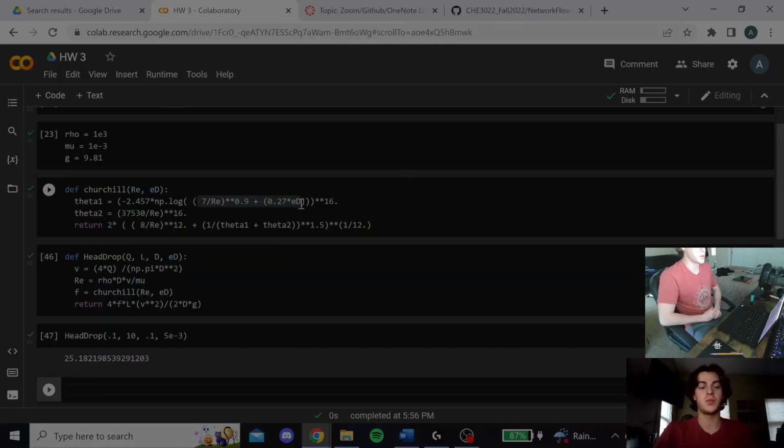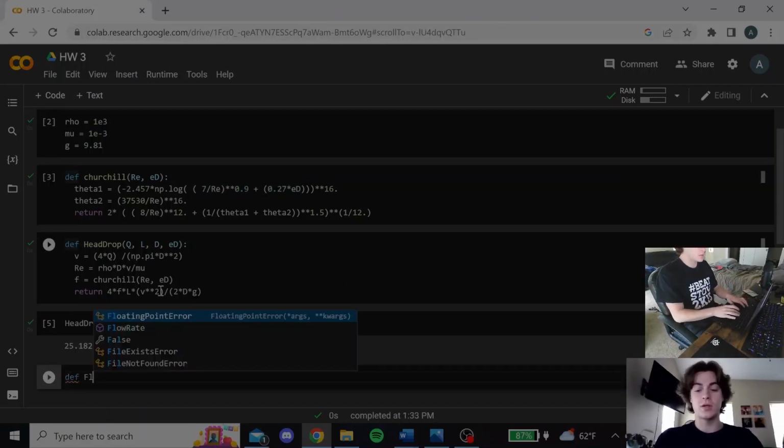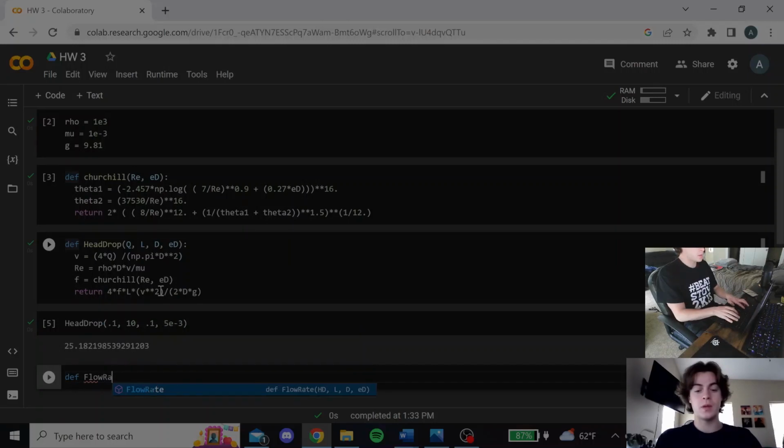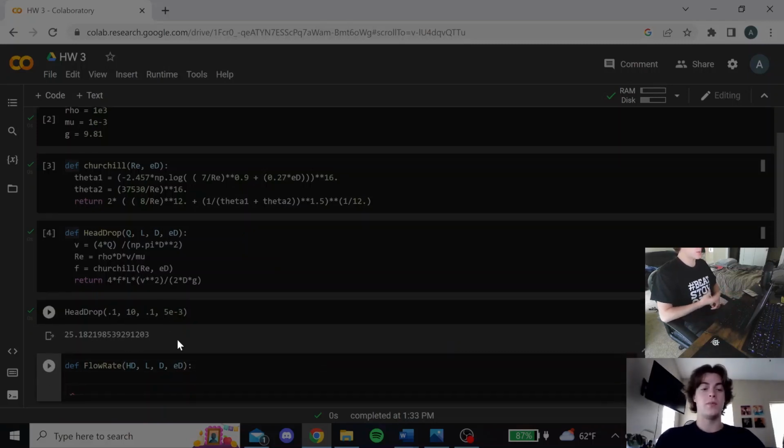So now we can go ahead and write the function for our flow. I'm going to define our function as flow rate, and we're going to pass our known head drop to it, and then the parameters of the pipe, so the length, the diameter, and the surface roughness. And so now to calculate the flow rate when we're given head drop, it's a little bit different because we don't have an expression for velocity.